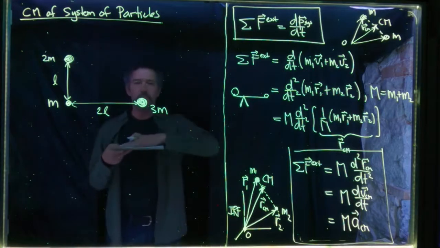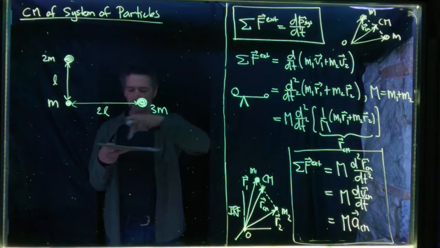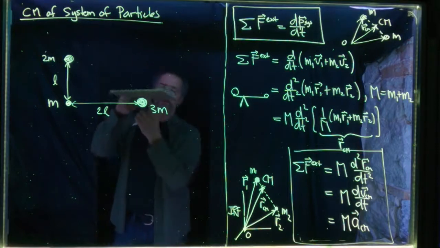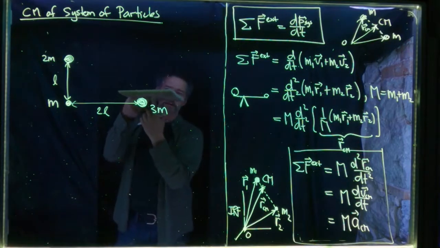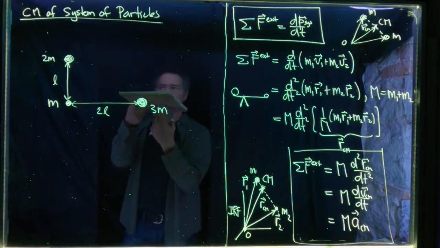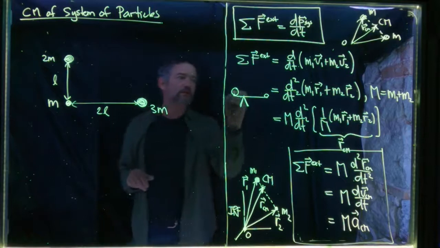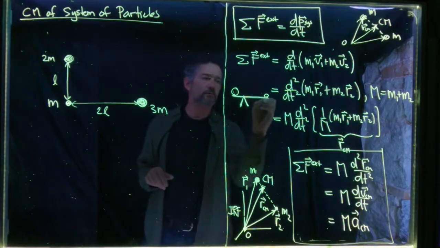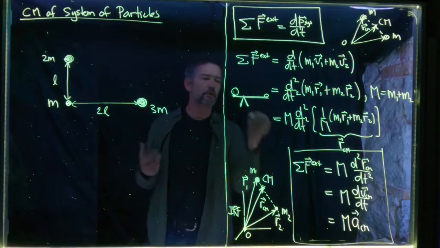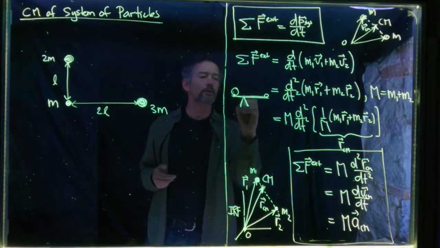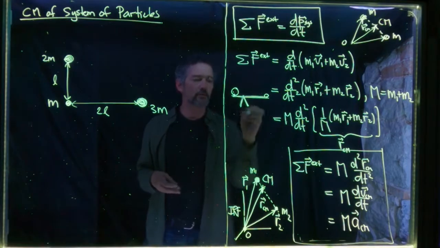If I have a massless plane here, and I put an m there, a 2m there, and a 3m there, the question is, where would I put my finger underneath in order to balance that? To balance that system of three masses. It's sort of like this. I've got two masses, and they're connected by a massless rigid rod here. Where do I put that fulcrum point in order to balance those?